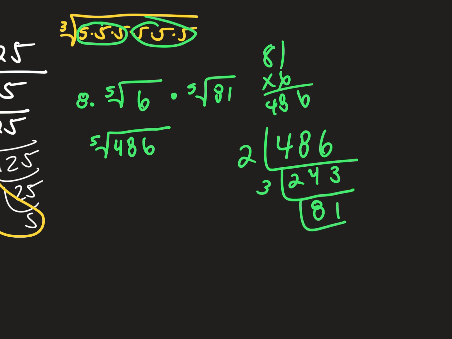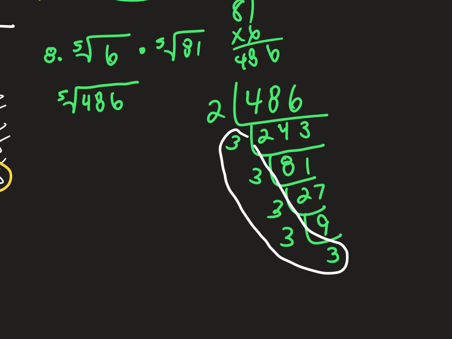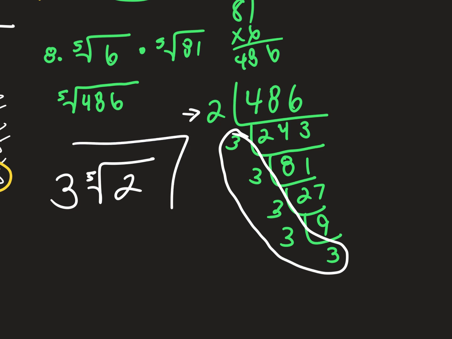Okay, 3 goes into 81 how many times? 27. 3 goes into 27 how many times? 9. 3 goes into 9 how many times? 3. All right, so there's all of our factors. We're looking for the 5th root, so I need 5 of a kind. Do I have 5 3s? I sure do. So I can pull that big 3 out, and then what's left over? We got this little old 2 that doesn't get to come out, so it's 3 times the 5th root of 2.